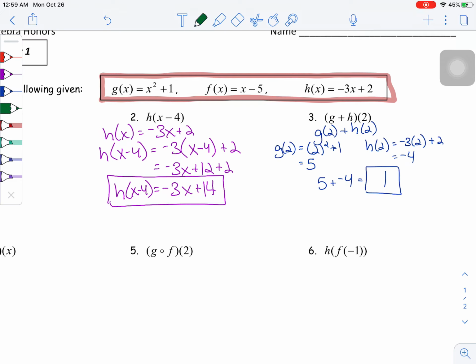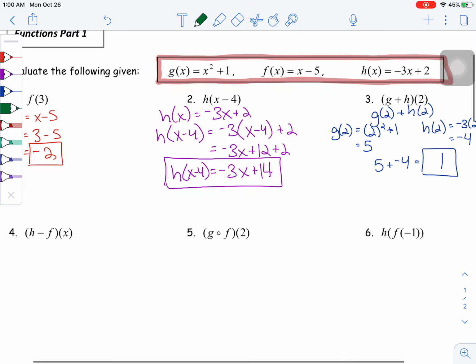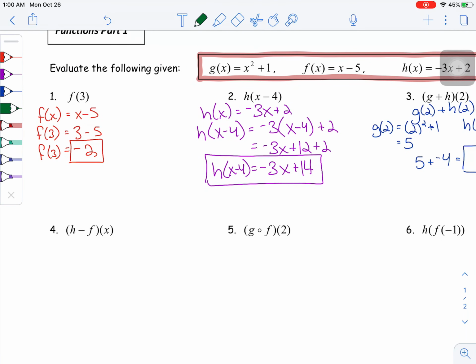All right, so that takes us through the first 3. Let's slide on over to problem number 4 here. So in this case, we've got h minus f of x. So you can do the exact same thing we did in the last problem. We're going to have h of x minus f of x. Now, in this case, there's nothing to replace. We're just literally going to take the h of x function minus f of x and simplify it.